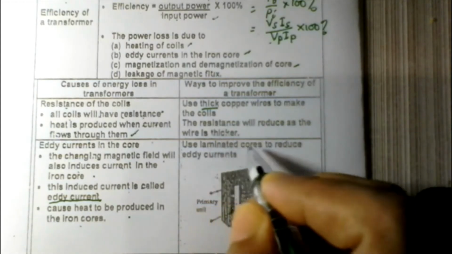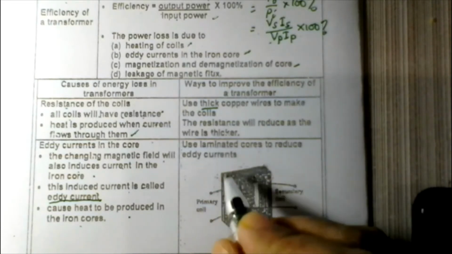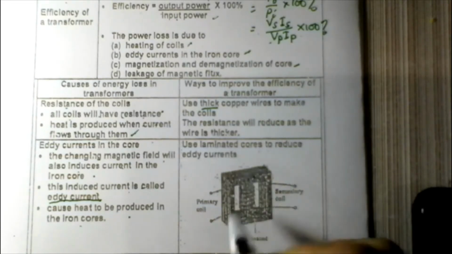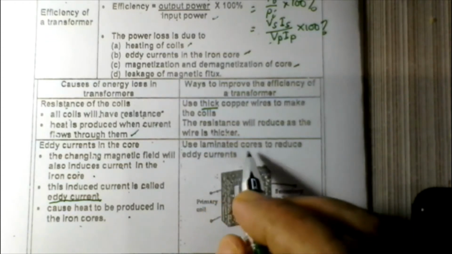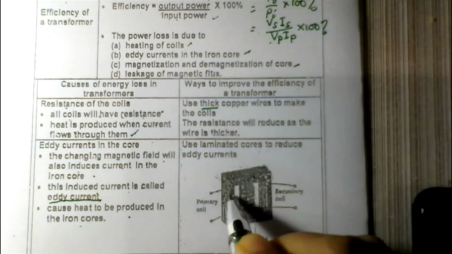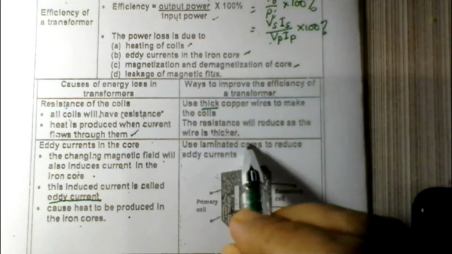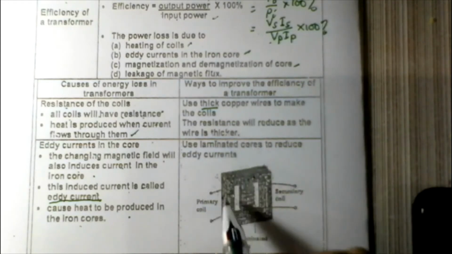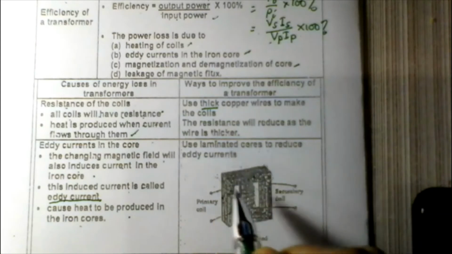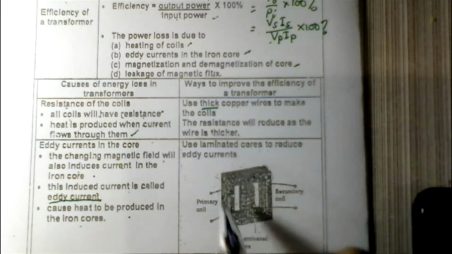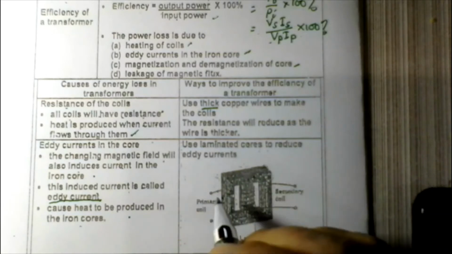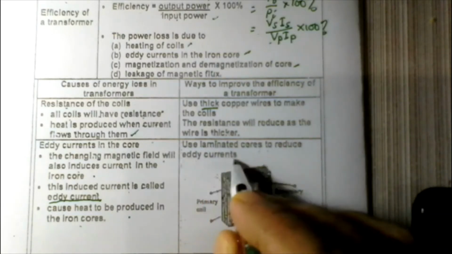So we use laminated cores. Meaning instead of using one block of iron core, we can cut the block into thinner pieces of iron core and then join it back. So it becomes laminated cores. Each layer or thinner piece of the core will have higher resistance, meaning the overall laminated iron core will have higher resistance. So the higher resistance will reduce eddy current.